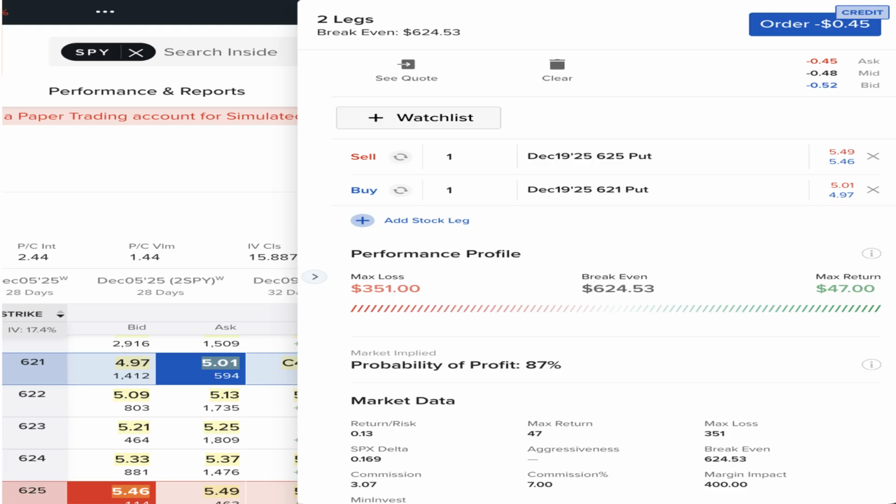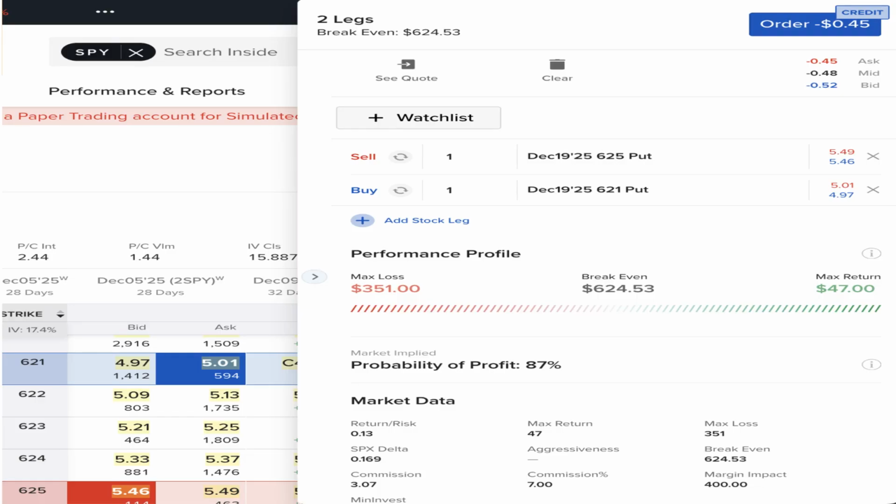So what you can see here now is the trade at the very top. You can see it saying there's two legs to the trade. It's telling you what your break-even price is. And on the right-hand side, it's telling you what your order is, and it says it's at a credit. Then it's outlining the two legs of the trade. You can see that we're buying the 621 put and we're selling the 625 put. And then underneath that, it's giving us our performance profile. It's telling us what we can lose, what our break-even price is, and what's our maximum return.